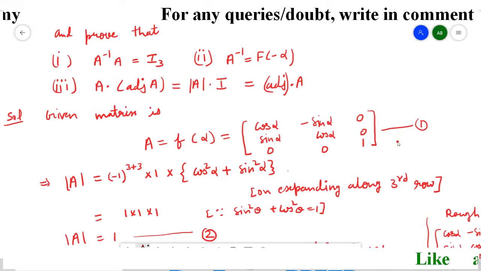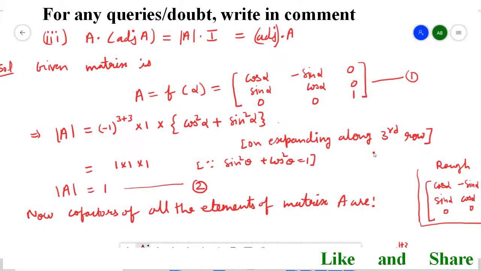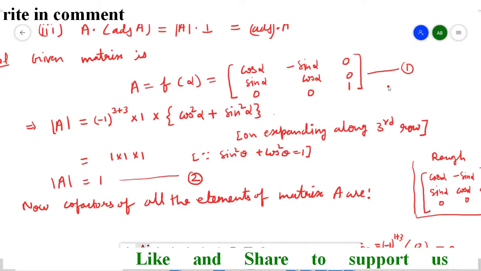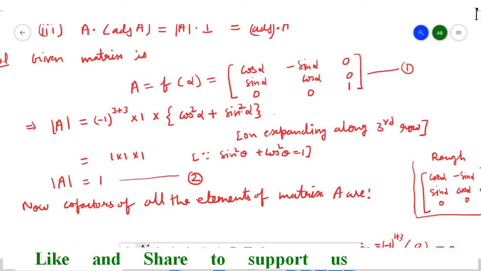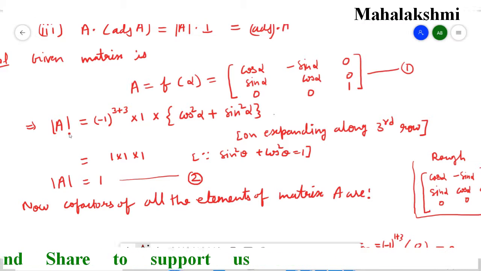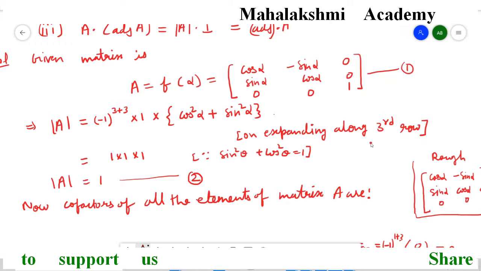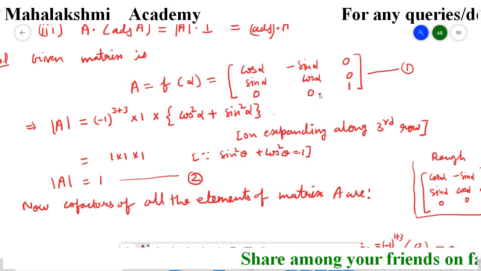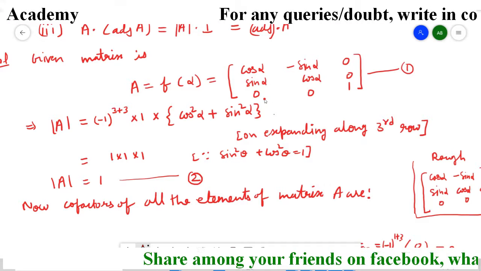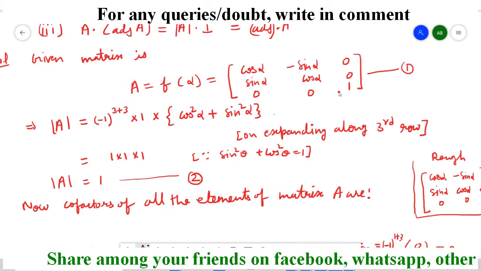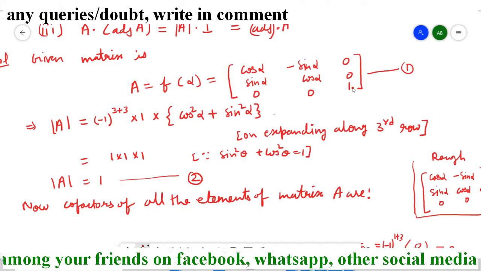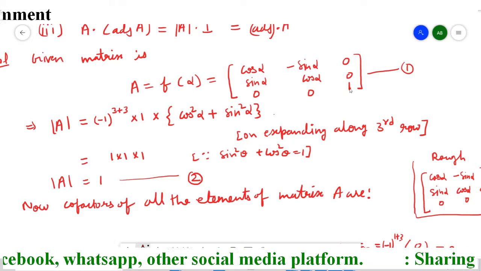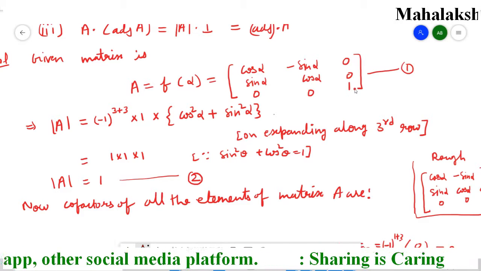In the solution, we first start with the given matrix. I wrote the given matrix here and assume it as equation first, and we have to find the determinant. I expanded it along the third row, because here two elements are 0. You have two options, either third row or third column. Both are similar. I opted for the third row, and in the third row only one element is there, A33, which is 1.